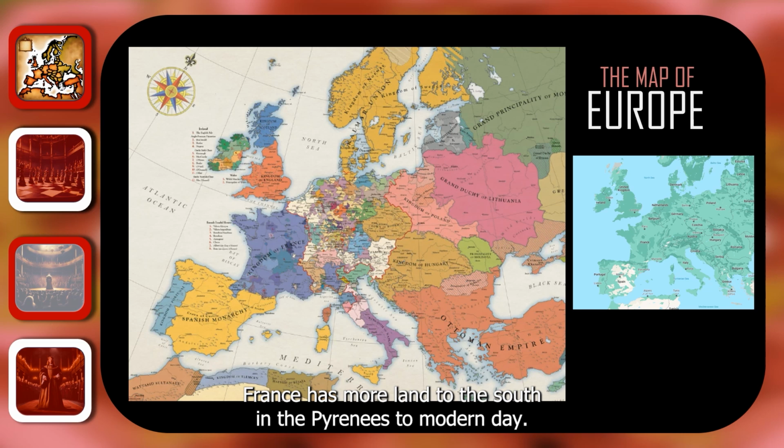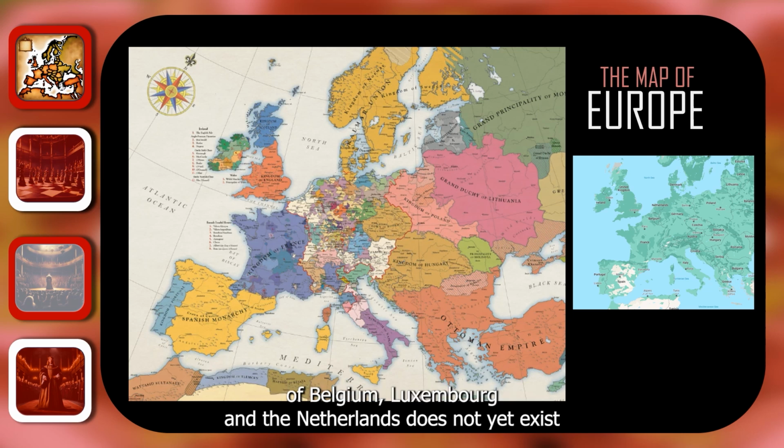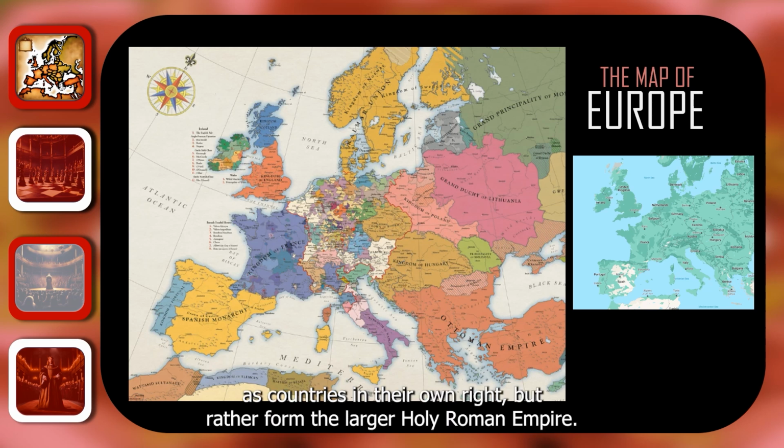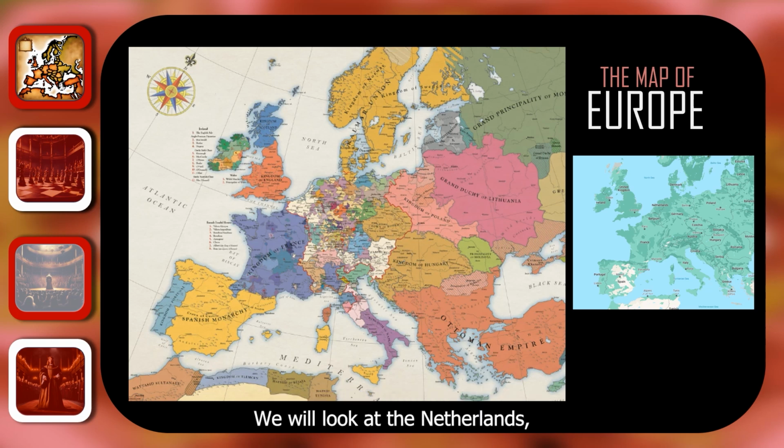France has more land to the south in the Pyrenees to modern day. In 1485, they do not own the northwestern region of Brittany, but this will soon change. If you then look to Northern Europe, you will see that the countries of Belgium, Luxembourg and the Netherlands do not yet exist as countries in their own right, but rather form the larger Holy Roman Empire. We will look at the Netherlands especially as they form part of the Duchy of Burgundy.